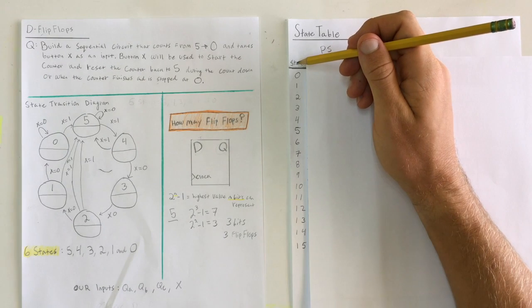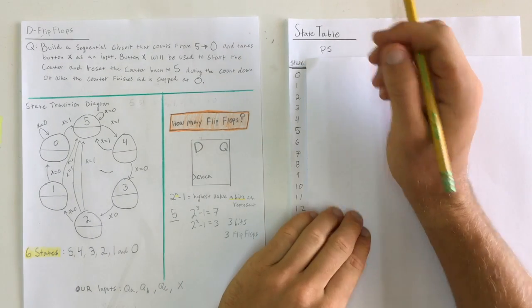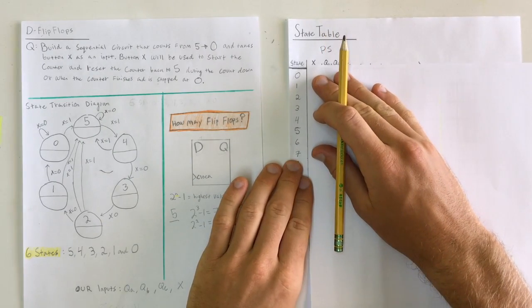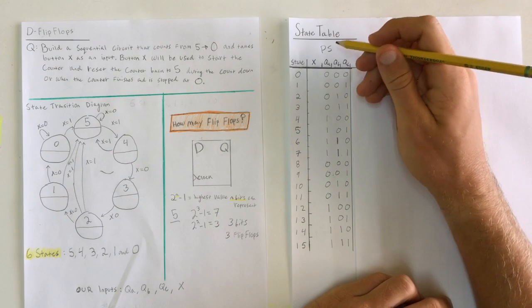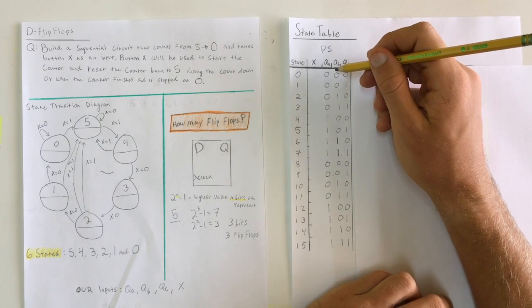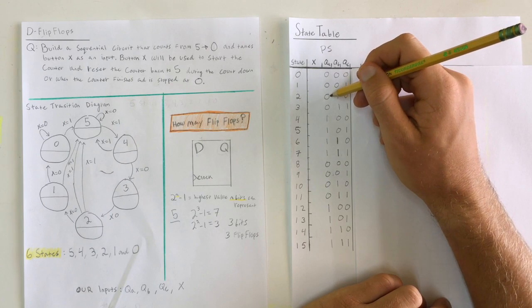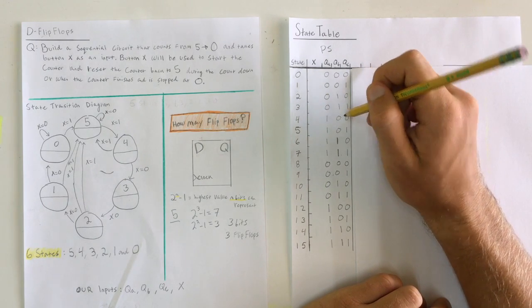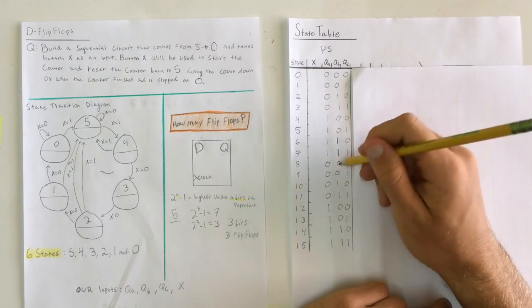Because we have 4 bits, we know that there are 16 different permutations that we need to consider as present states. As such, our present states will be X, QA, QB, and QC. We will see that for QA, QB, QC, we have these states 0, 1, 2, 3, 4, 5, 6, and 7, and we have all of those states again.